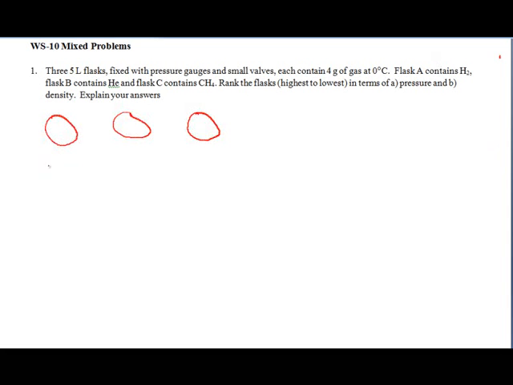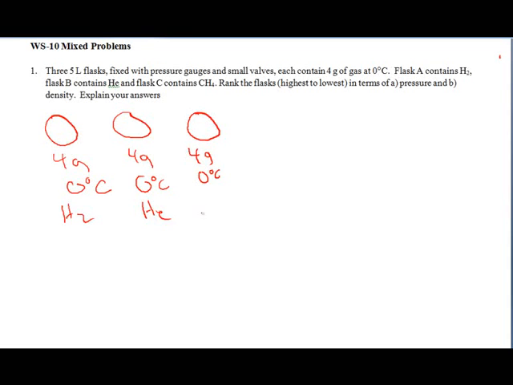And that each contains 4 grams. And they are all at 0 degrees C. And that the first flask contains hydrogen, the second flask contains helium, and the third flask contains methane. And it says rank the flasks from highest to lowest in terms of pressure and then density.